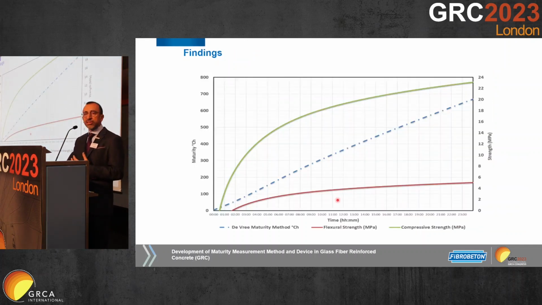So you may see in this graph the maturity line popping out over time. Here the x-axis is the time, and the y-axis is the maturity value, whereas we can read the strength values from the right y-axis. We can see from this graph, once the maturity continues to increase, the flexural strength and also the compressive strength get higher, to judge when to demold the material.